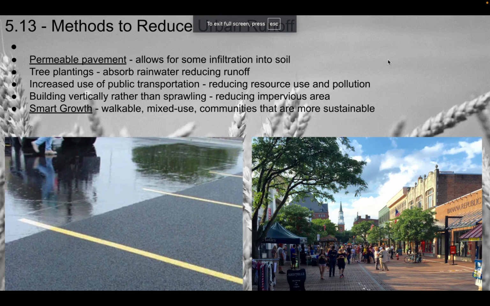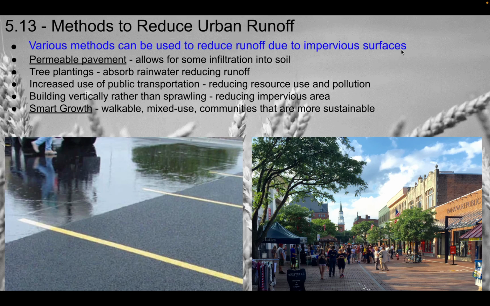The last topic in our unit is 5.13, which is methods to reduce urban runoff. So as we talked about, in urban areas, much of the surface is impermeable. It's asphalt, it's roofing material, it's parking lots, etc. And so when precipitation falls in those urban areas, then that water needs to go somewhere. Very little of it is percolating down below the surface, and so it runs off.